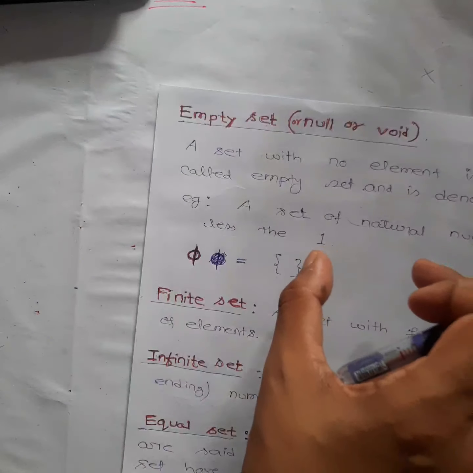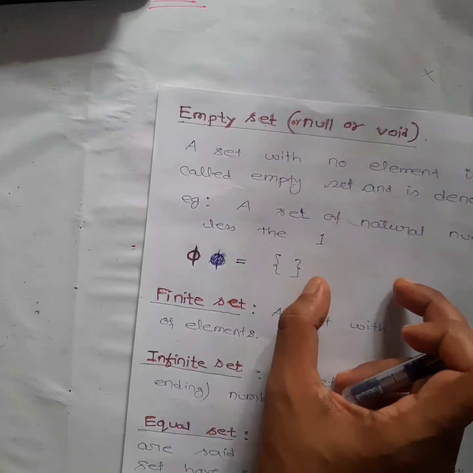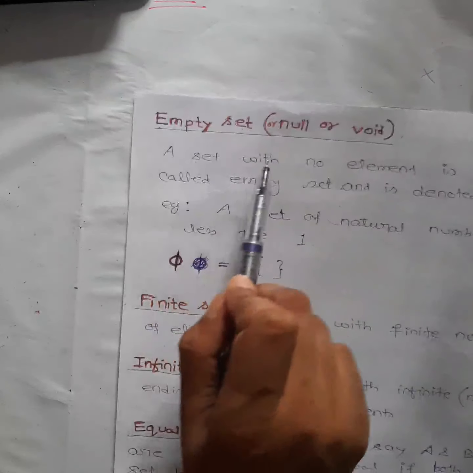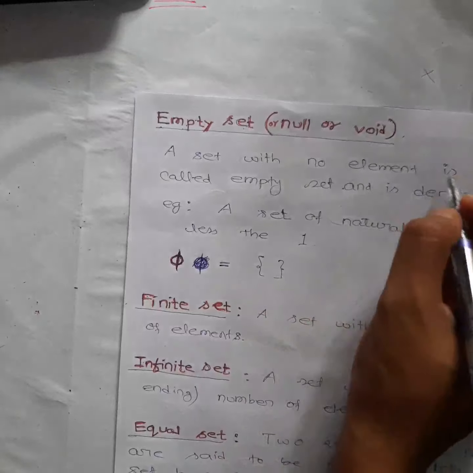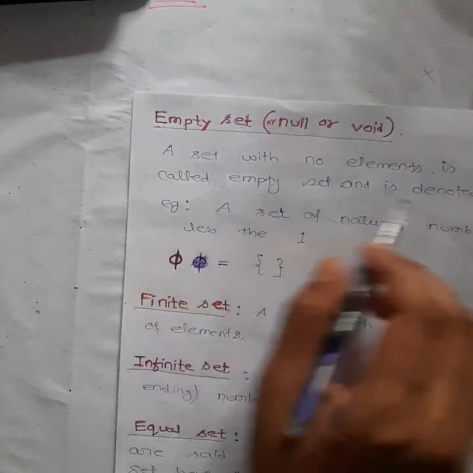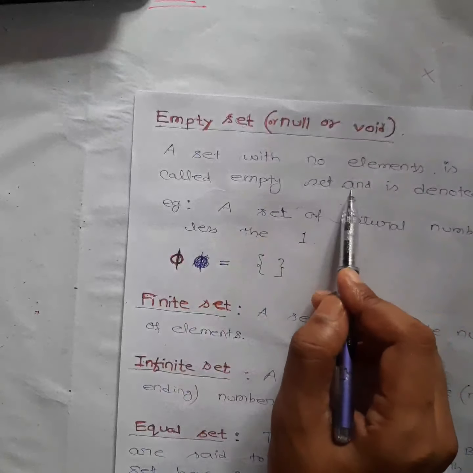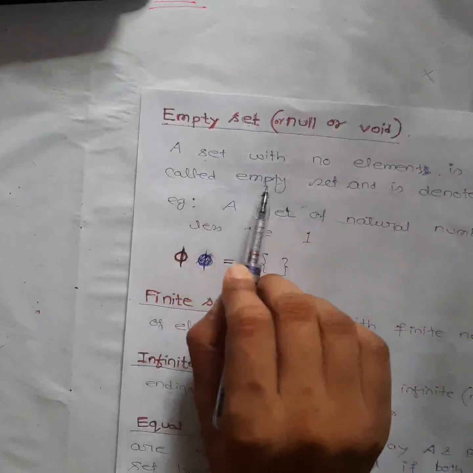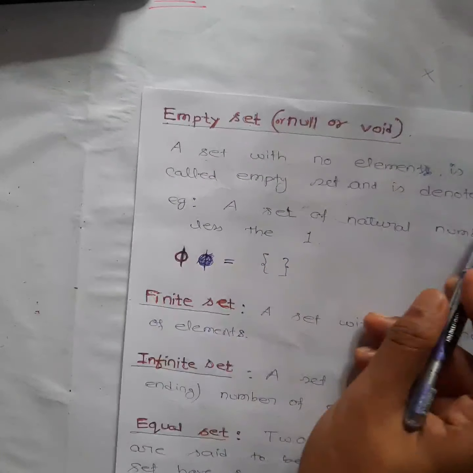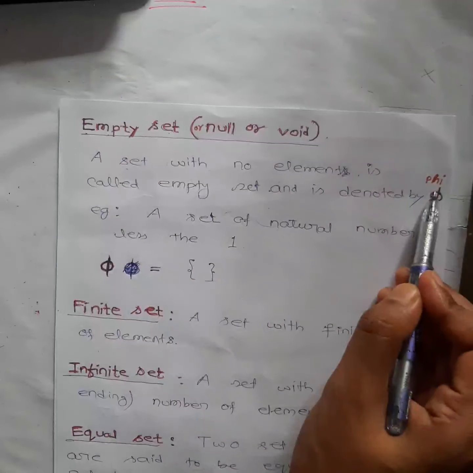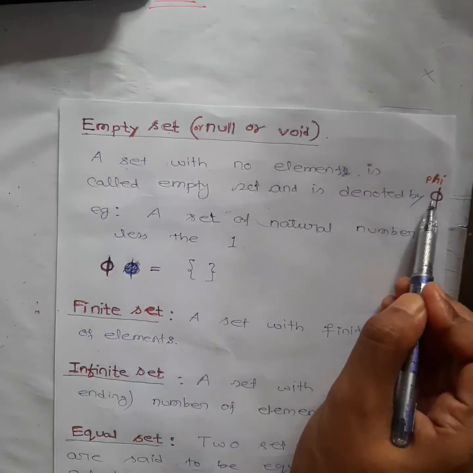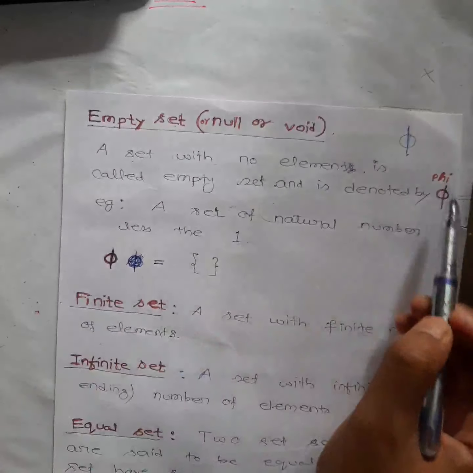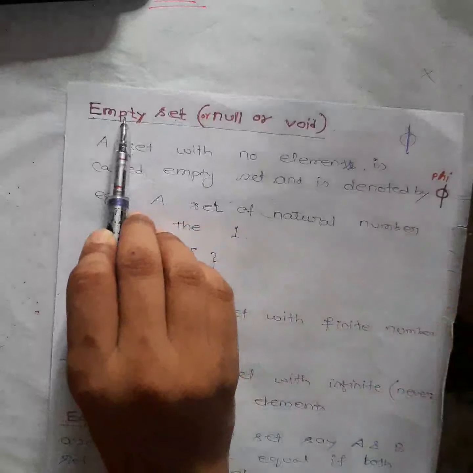So when there is no element in the set, that kind of set is said to be an empty set. A set with no elements is called an empty set and is denoted by this symbol. This is read as phi. Okay, phi, just like this. This symbol is denoted for the empty set.